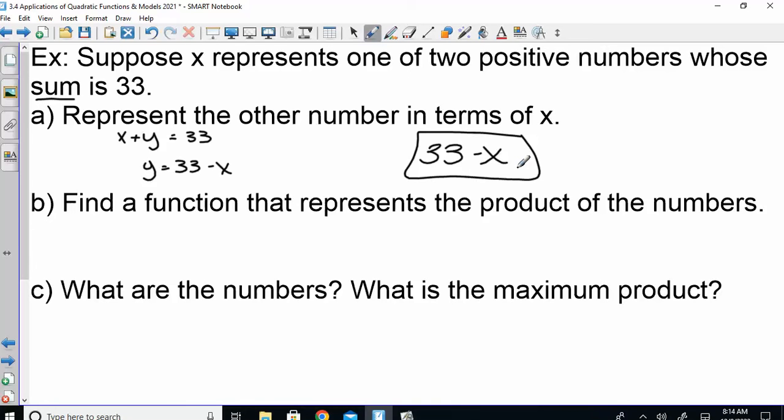Part B, find a function that represents the product of the numbers. What does product mean? Multiplication. So my numbers are x and 33 minus x. You could call this P for product if you wanted. If you want to go ahead and distribute, you can. So you have 33x minus x squared. So part B, I just asked for the function or your equation here for how we get our product.